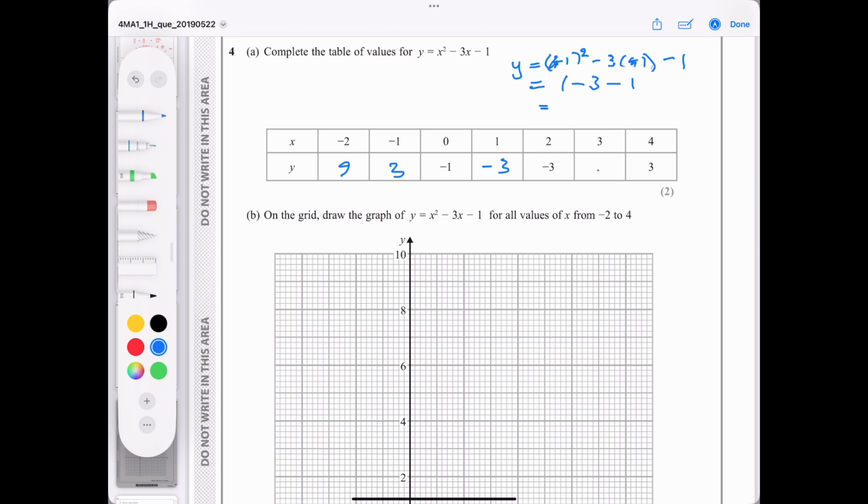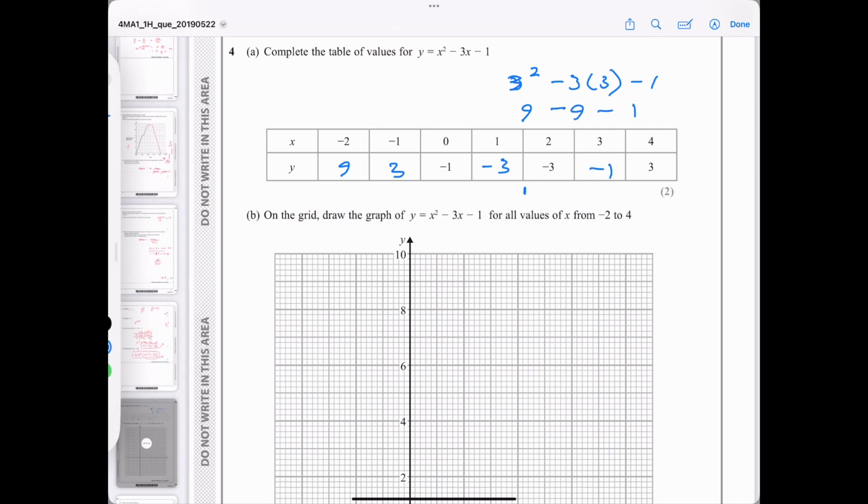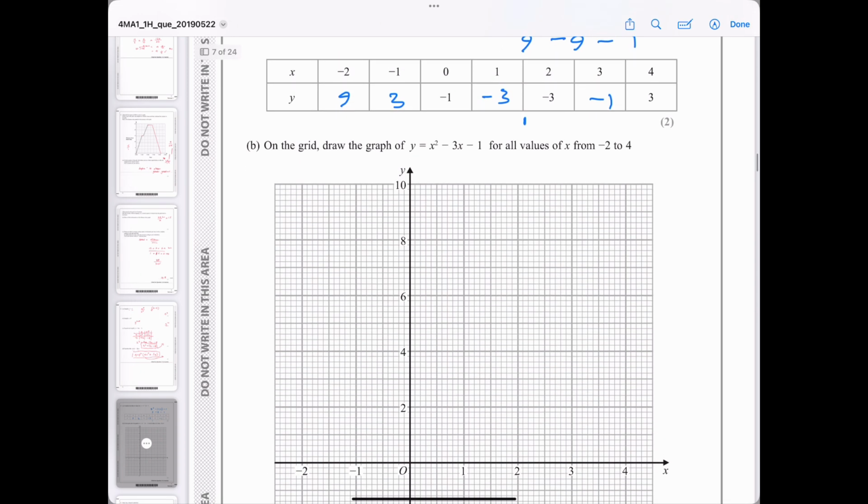Now weirdly, I know this is going to be -1 because it's symmetrical around whatever this point would be there, 1.5 I'm assuming. So we will now do this one. So 3 should give us -1, otherwise, you know, we all make mistakes. 3 squared minus 3 times 3 minus 1. So that's 9. Minus 9 minus 1 is -1. Okay, so we've done that, and now they want us to draw it in.